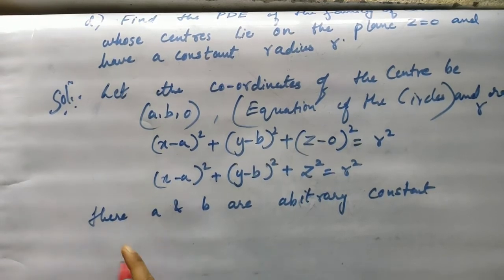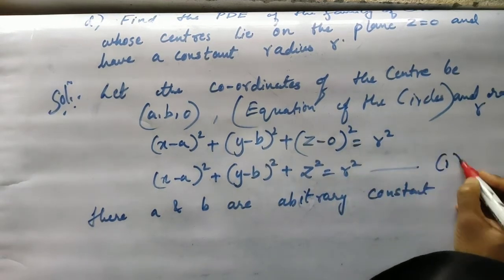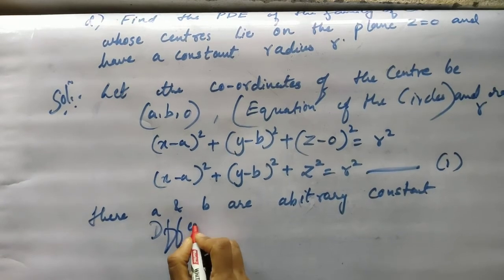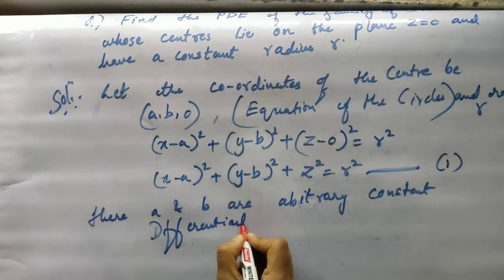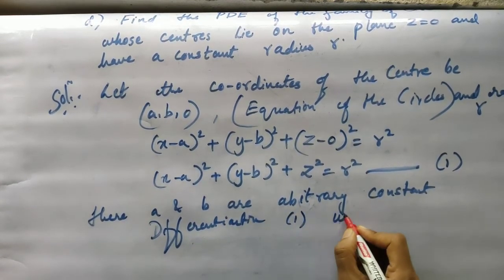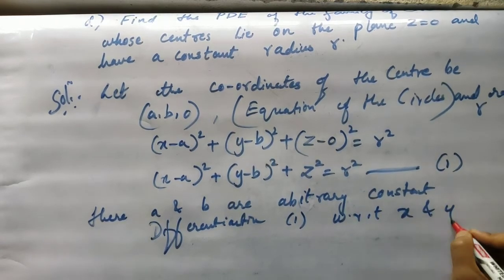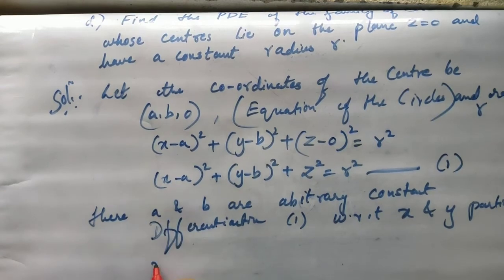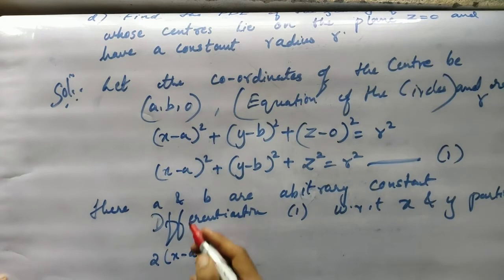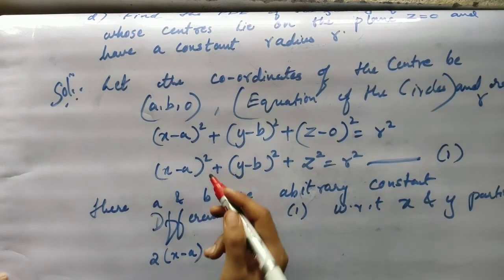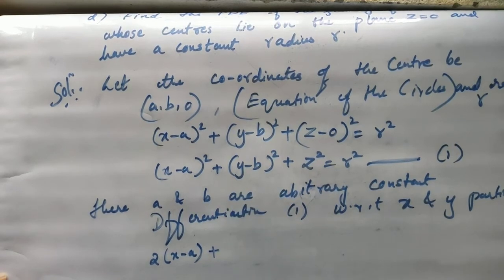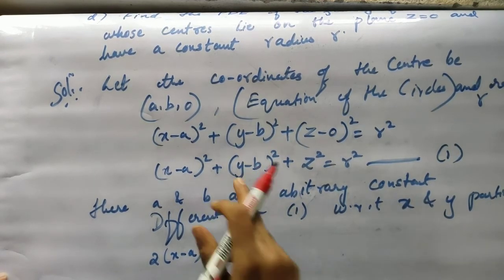Okay. For that, let us differentiate, call this as equation 1. Differentiating 1 with respect to x and y partially. So what do you get? It will be the derivative of this with respect to x. So it will be 2 into (x minus a). Yes or no? How do you differentiate x square? The same way. Plus, we are only differentiating with respect to x first, so the derivative of this bracket with respect to x will be 0.